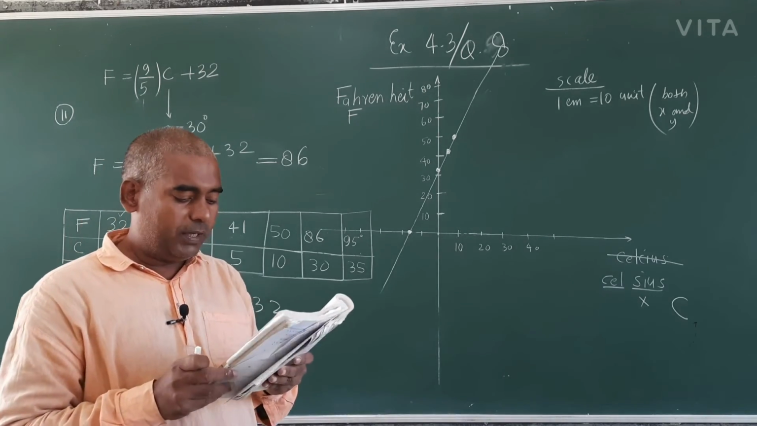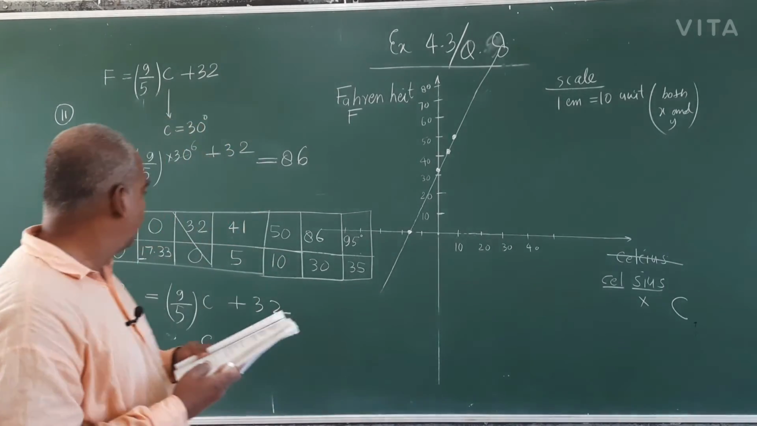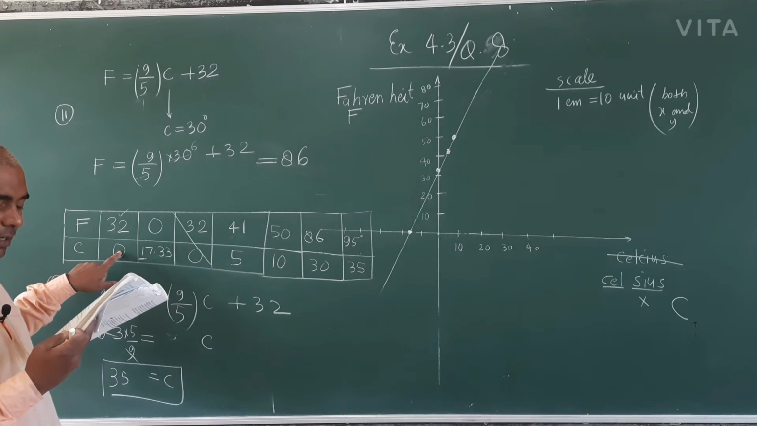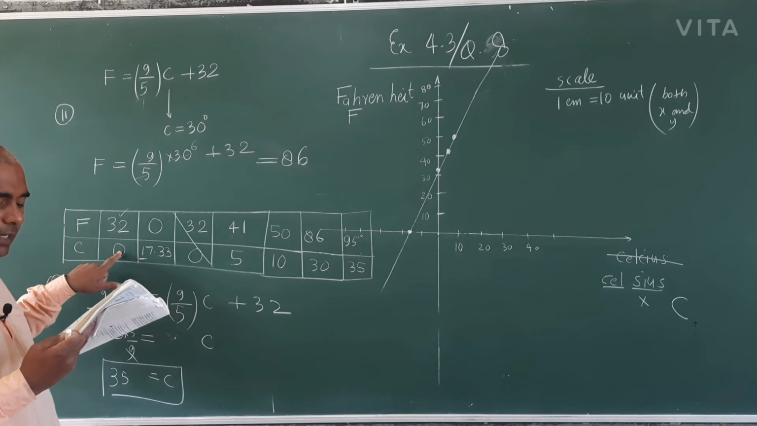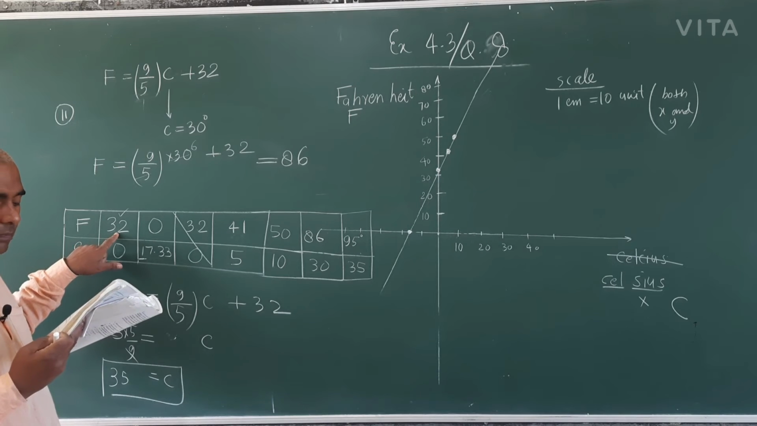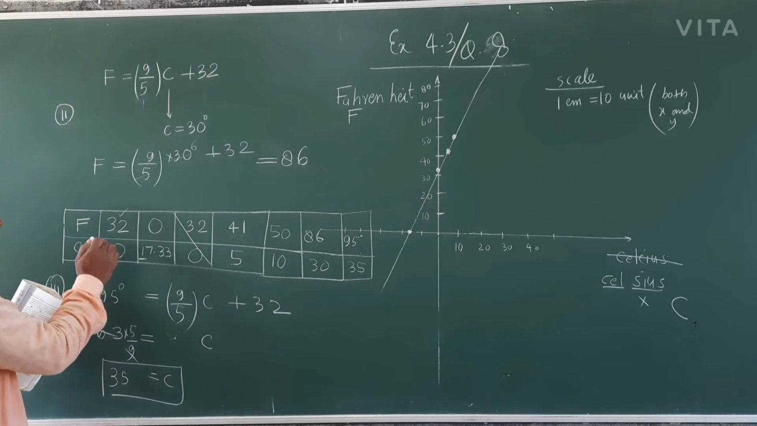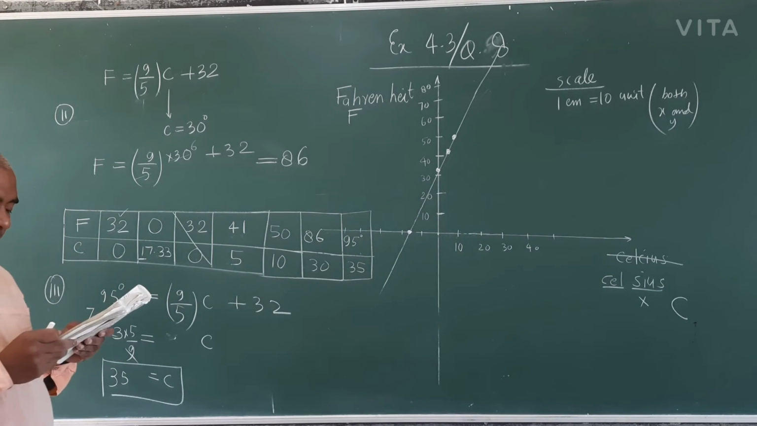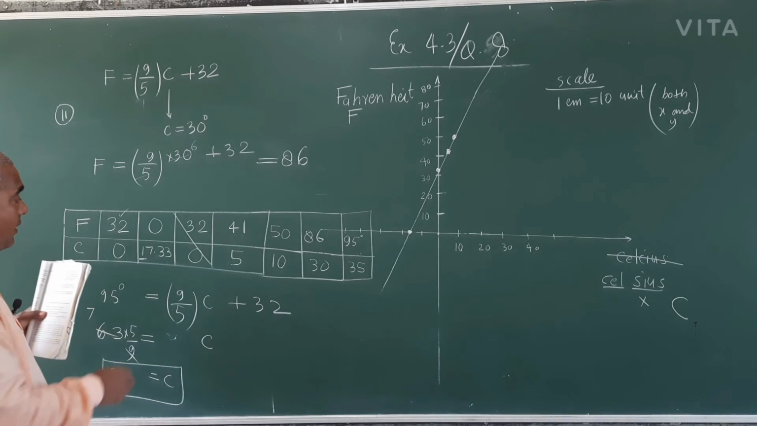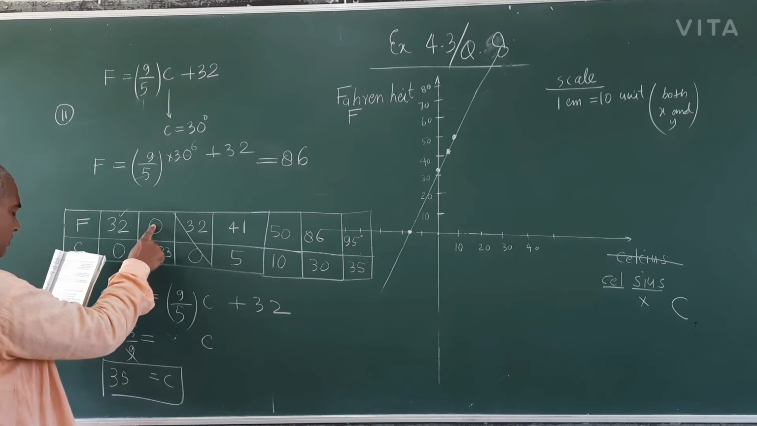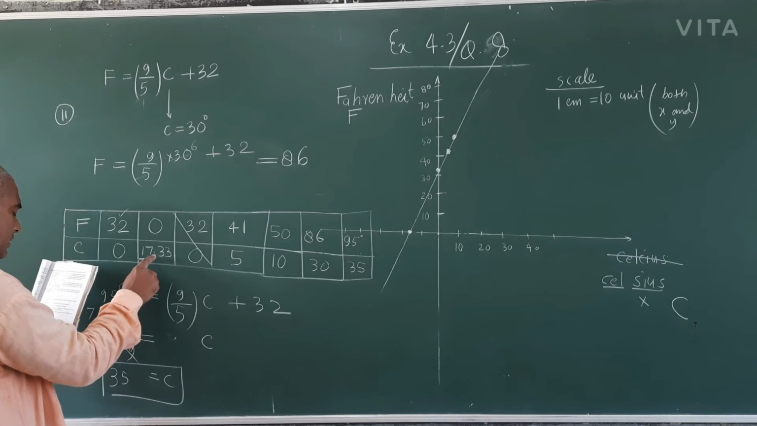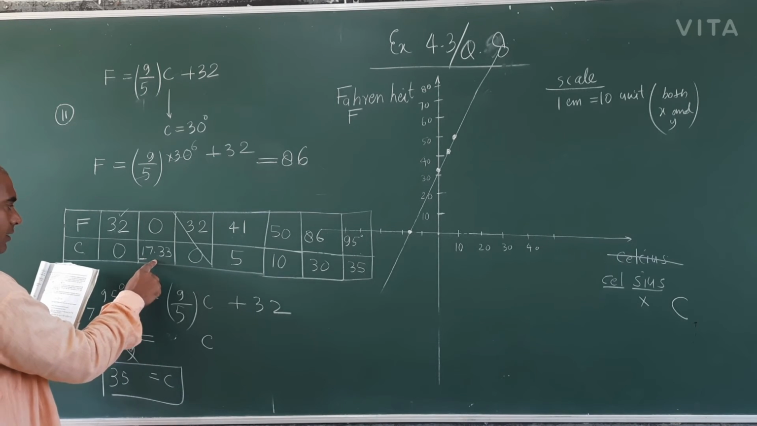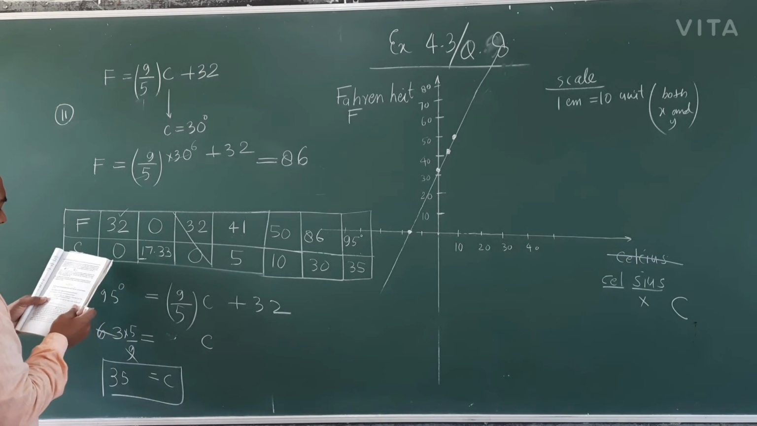And what about the fourth part? If C is 0 degrees, what is the temperature in Fahrenheit? 32. So this is the fourth part. Solve it. And if the temperature is 0 degrees Fahrenheit, what is the temperature in Celsius? I have solved this earlier.